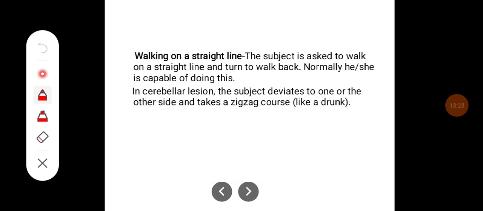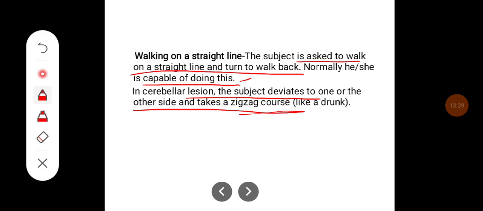Then walking on a straight line. The subject is asked to walk on a straight line and turn to walk back. Normally, he is capable of doing this. In cerebellar lesion, the subject deviates to one side or the other and takes a zigzag course like a drunk.